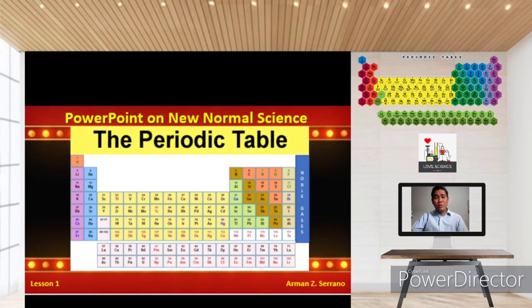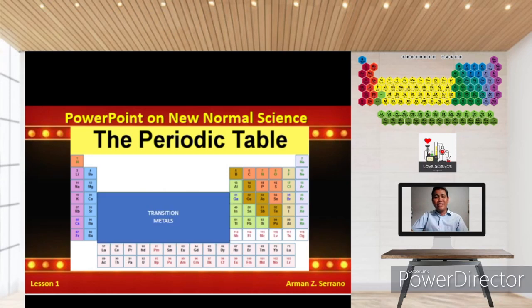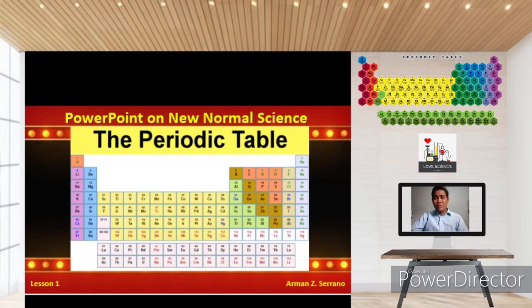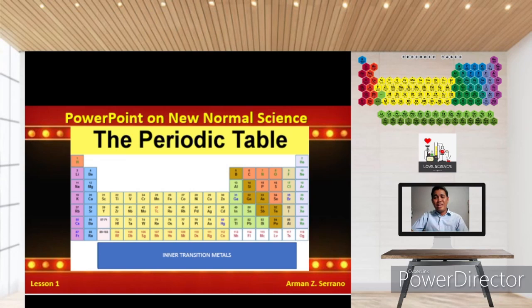What about the middle portion of the periodic table? We have transition metals. It's a transition between metals and non-metals. What about the bottom portion of the periodic table? We have, very good, inner transition metals. They are called inner transition metals because they are inserted at this portion. It was taken out because the periodic table would become very wide or long. That's why this was taken out from the main table. So it's called the inner transition metals.